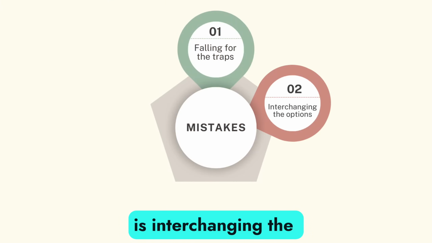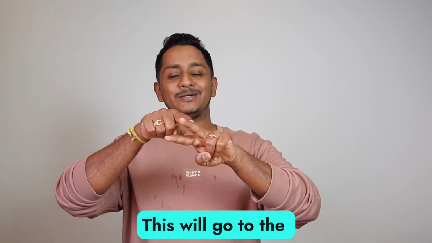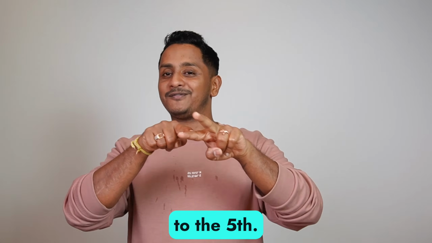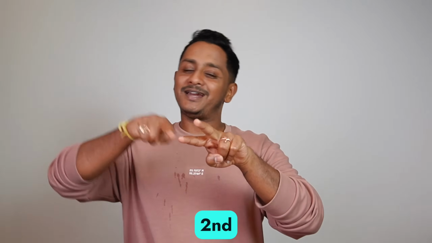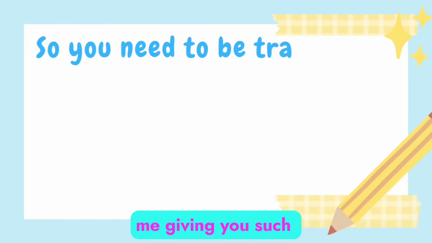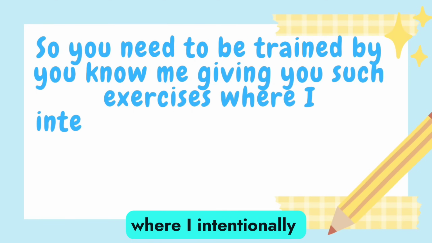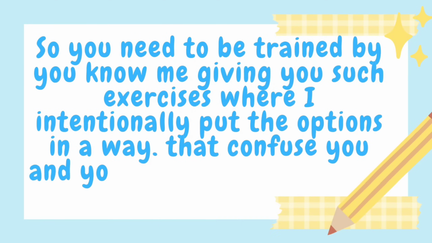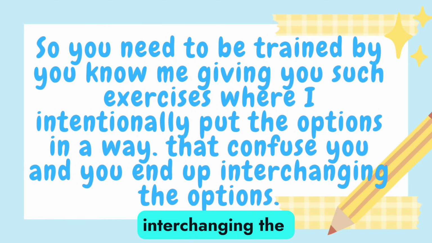The second mistake is interchanging the options. This will go to the second, this will go to the fifth. But the point is this should have gone to the second and this should have gone to the fifth. I'm interchanging. So you need to be trained with exercises where I intentionally put the options in a way that confuses you and you end up interchanging them.